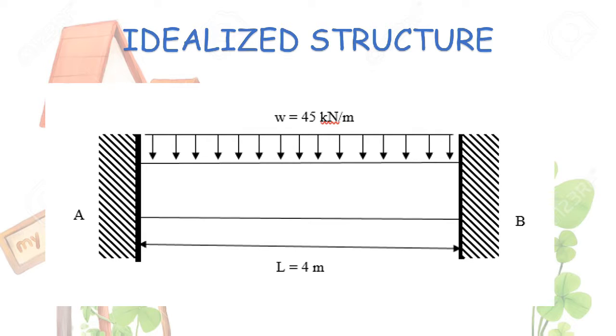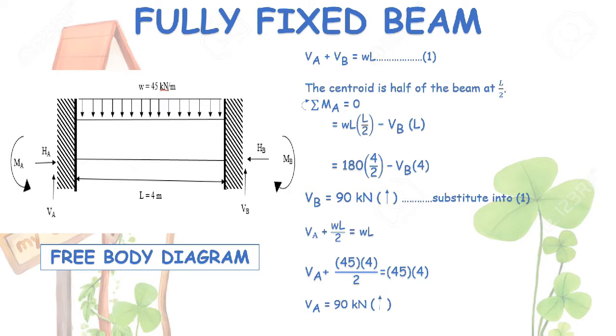This is the idealized structure of the fully fixed beam, which shows that the beam is supported by point A and point B, while W is equal to 45 kN per meter and L is equal to 4 meters. The free body diagram of the beam shows that the beam has three unknowns at both ends.